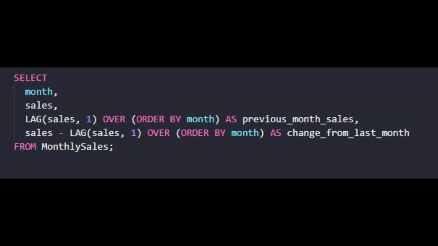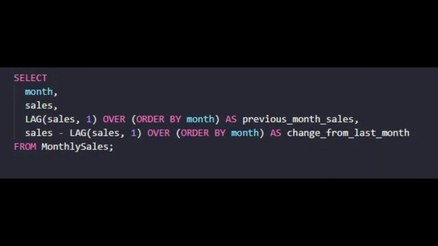So again, it gives you the sales for the previous month, and then this next one, we're taking the sales minus that lag, and that way we get a variance, right? So this is a common scenario that you have for sales groups. They want to know month over month what's the variance between the current month and the previous month. So this is an important piece, right?